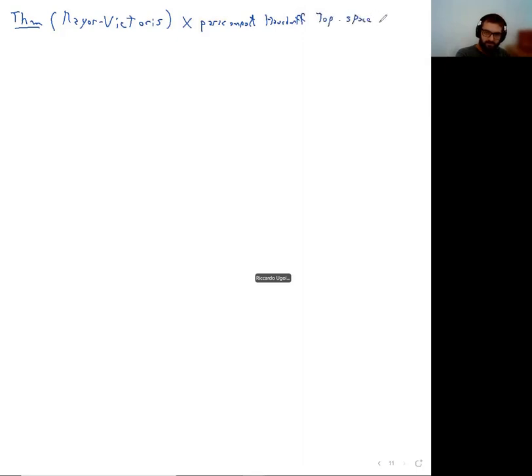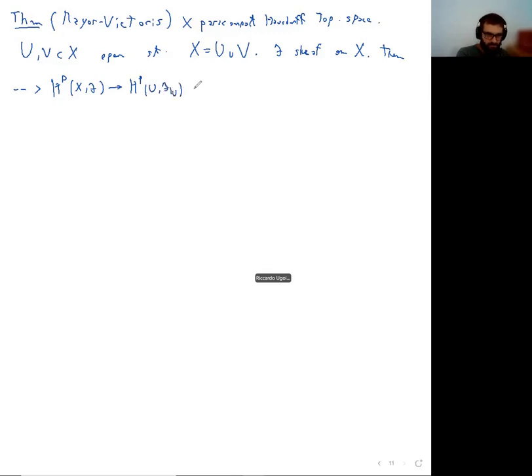Hausdorff topological space, and we decompose it into open sets U and V, and we take a sheaf F on X. Then we get the same long exact sequence that you get in de Rham homology. So H^p(X, F) goes into H^p(U, F restricted to U) plus H^p(V, F restricted to V). And here we have H^p(U intersected V, F restricted to U intersected V), and then we raise the degree, and you keep going. And the sequence is also exact.